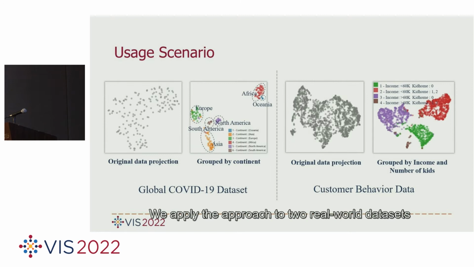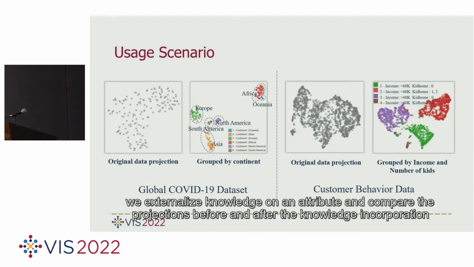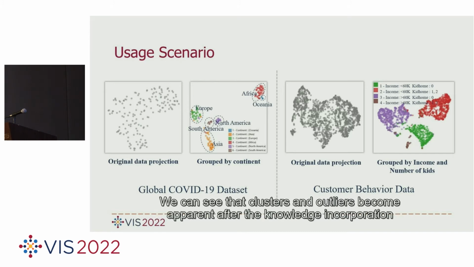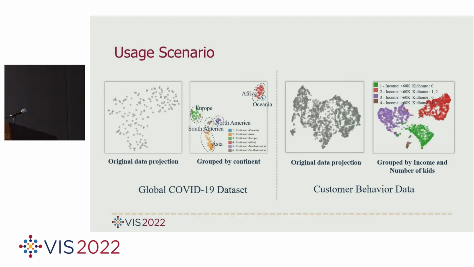We apply the approach to two real-world datasets. For each dataset, we externalize knowledge on an attribute and compare the projections before and after the knowledge incorporation. We can see that clusters and outliers become apparent after the knowledge incorporation.